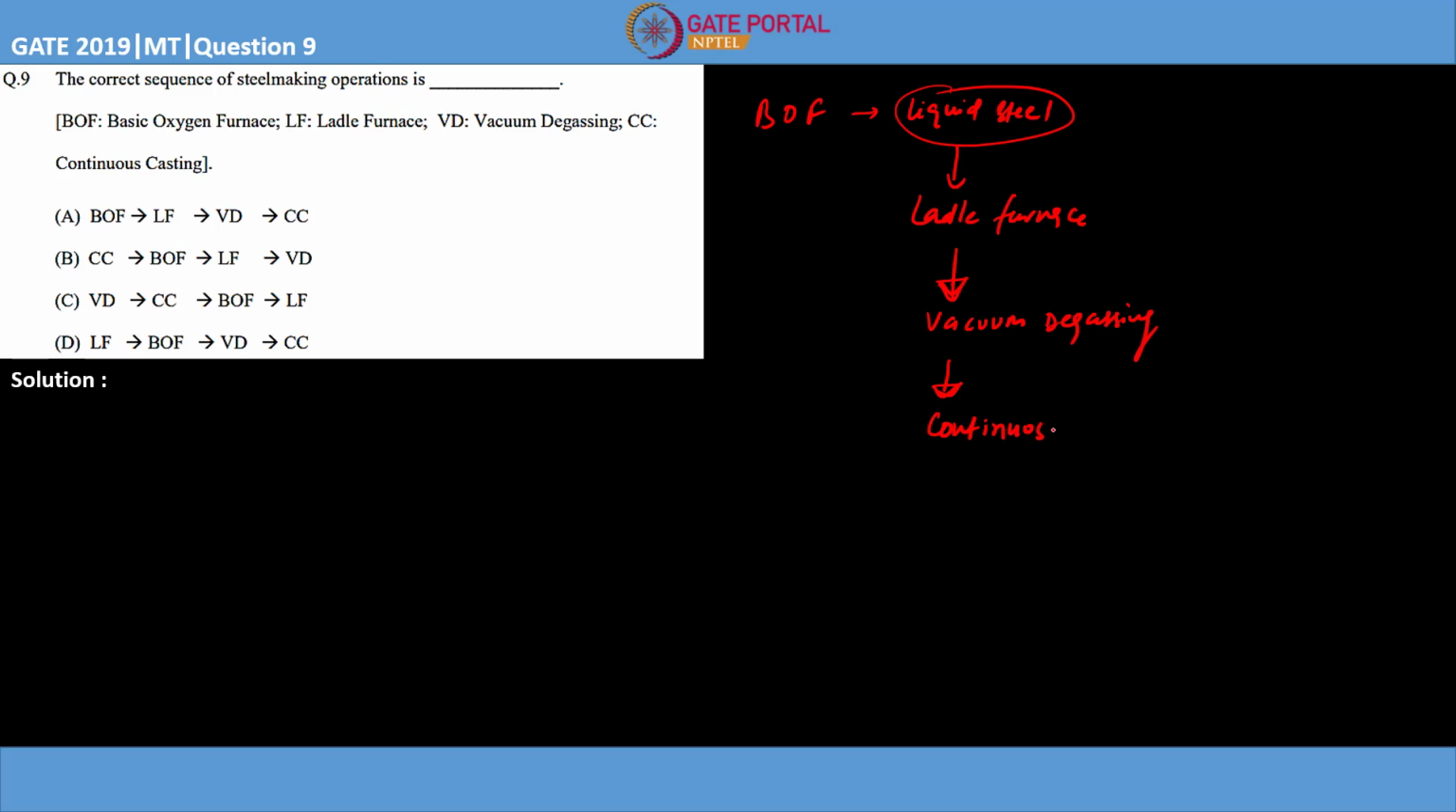So the correct sequence for steel making operations is: first basic oxygen furnace, followed by ladle furnace, then vacuum degassing, and then at last continuous casting. So the correct answer for this problem is option A.